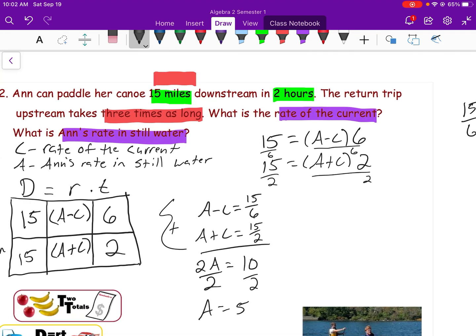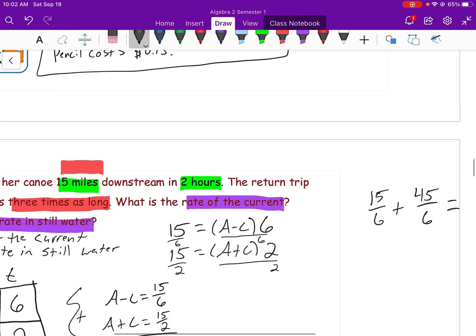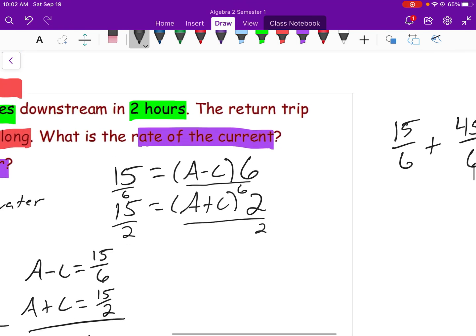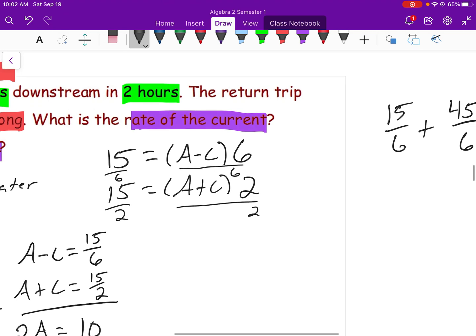Now we need to find the rate of the current. So again, pick one of the equations. I'm going to go back up to one of the original ones, and let's use the bottom one, just since it's got A plus C times 2. So ignore the division by 2. We've got 15 is equal to Anne's rate, which is 5, plus C, times 2.